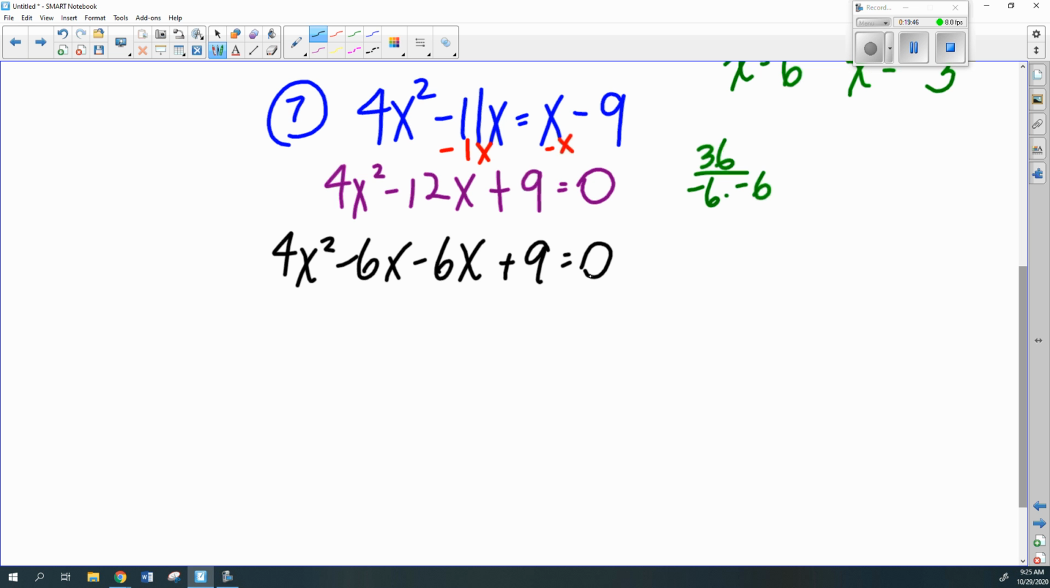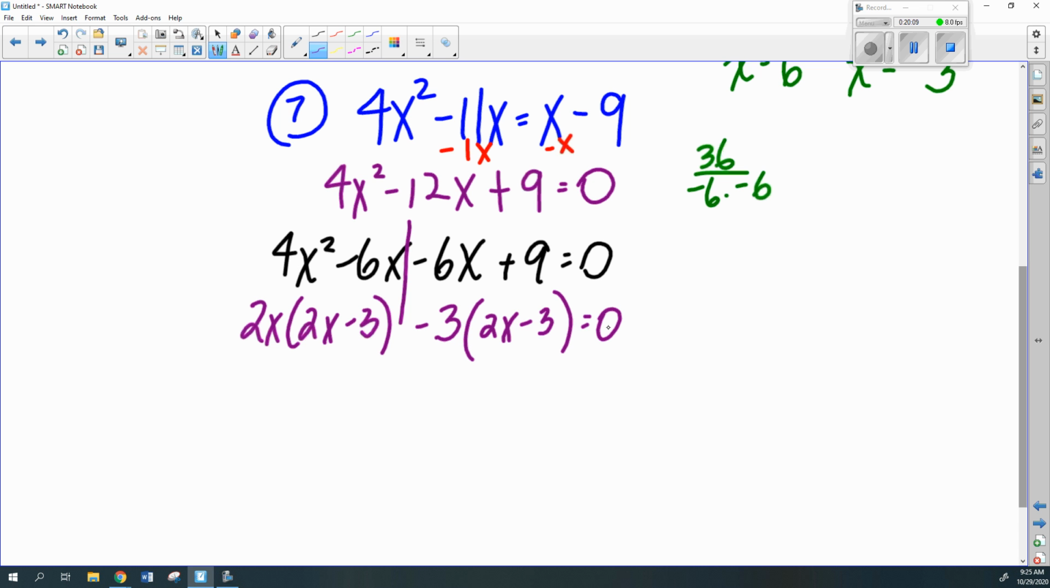Okay? And then hopefully you factored by grouping. And let's see. You should have a 2x in common, leaving you with 2x minus 3. And then you need to take out a negative 3 so that you also get 2x minus 3. So remember, whatever's in the parentheses should match, and that's going to be one of your factors. And then the pieces, the GCFs that you took out, go together to make your other factor.